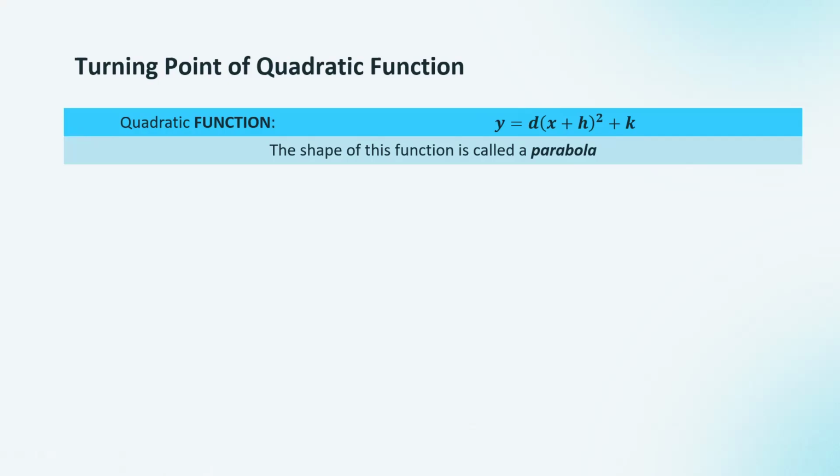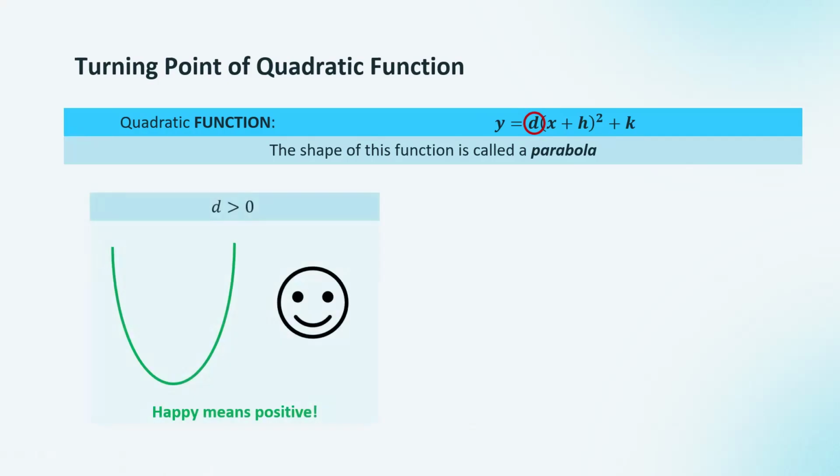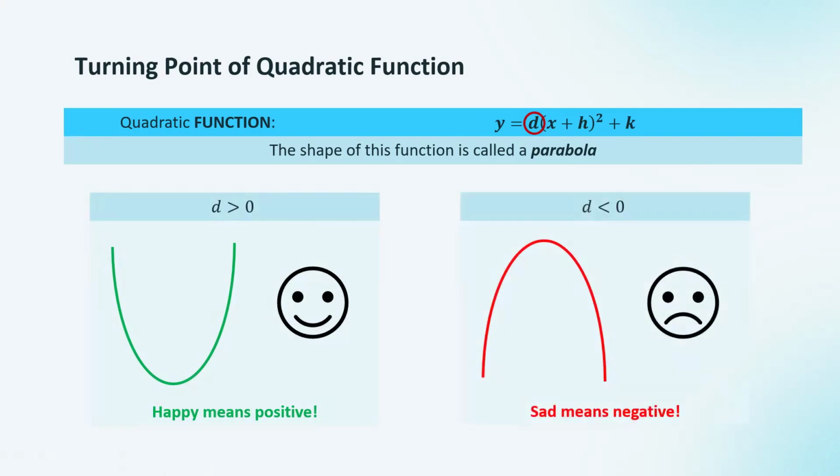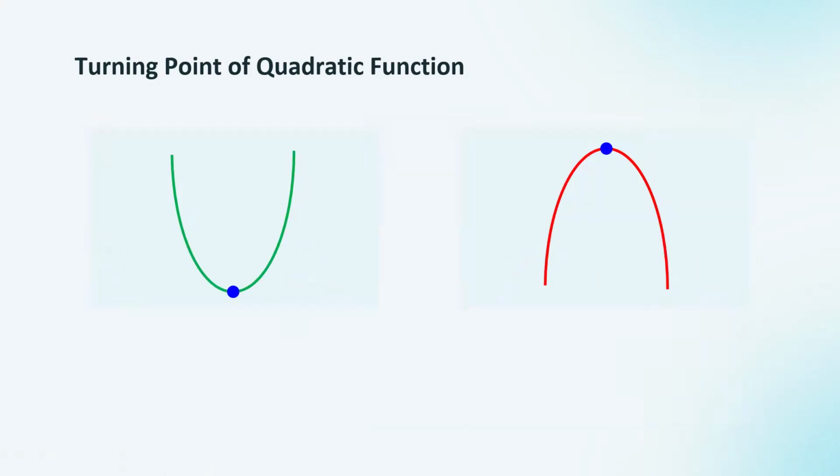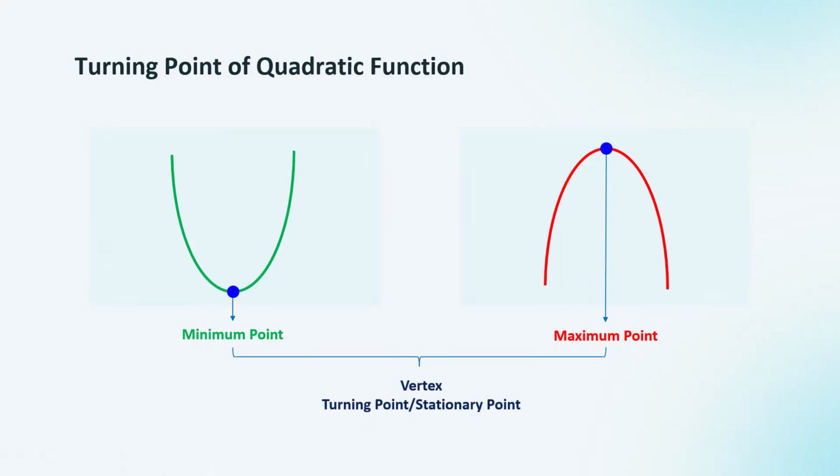We also know other types of quadratic functions. So y equals d times (x plus h) squared plus k. This is the form if we try to complete the square. Now, again, how do we know whether the parabola will be a red one or a green one? If d is positive, it's going to look like a happy face. So happy means positive. And if d is negative, it will look like a sad face. So sad means negative. So now we know that a parabola will have either a minimum point or a maximum point. These points can also be called a vertex, turning point or stationary point.